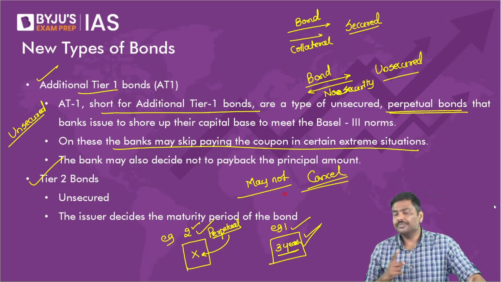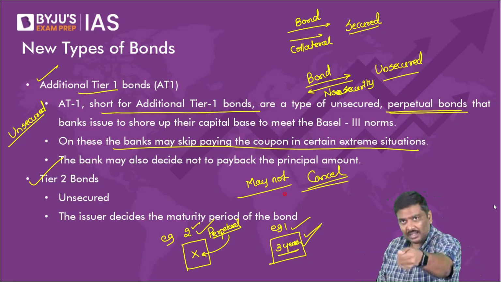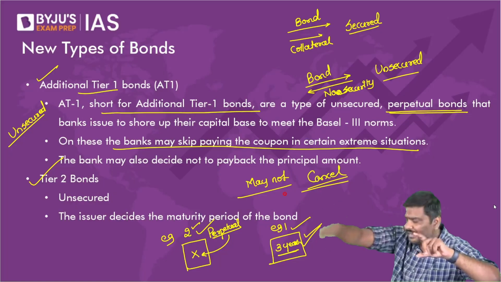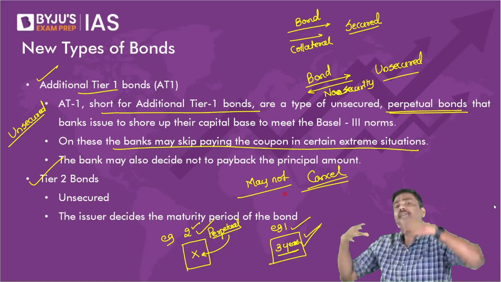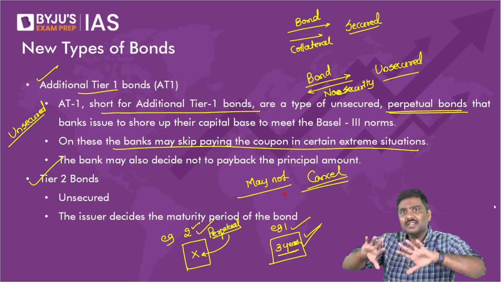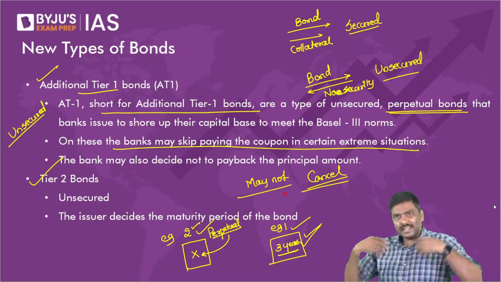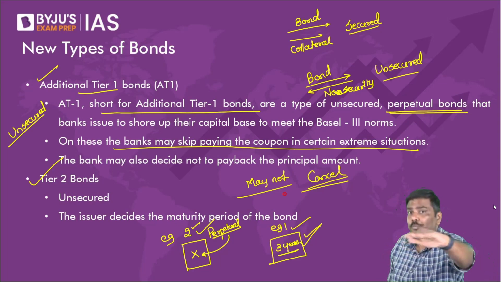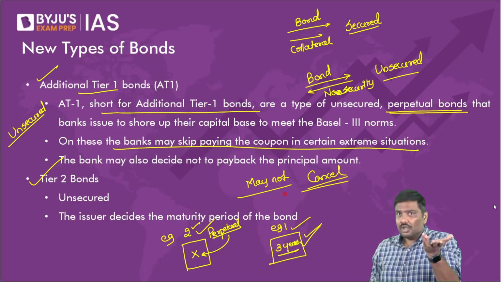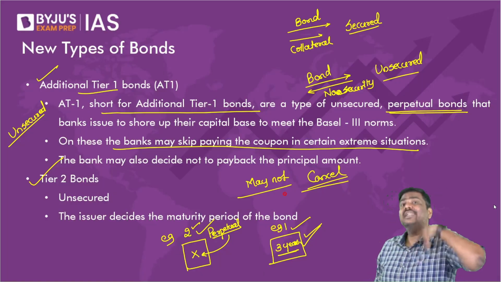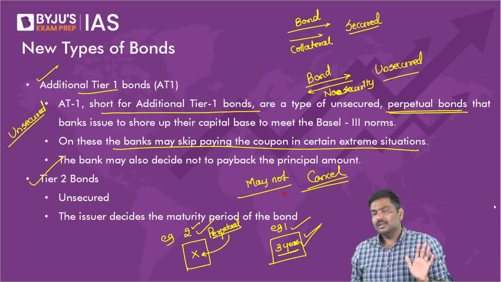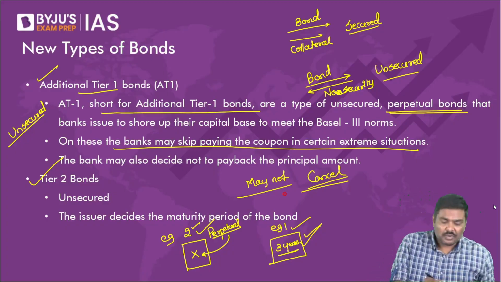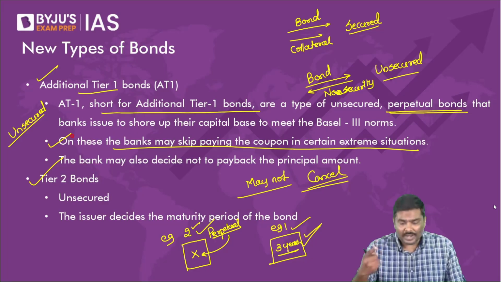I'll repeat it again. The bond issued by the bank says that in the future, not now, maybe after 1 year, 2 years, or 3 years, imagine the bank's finances are very weak and the bank is incurring losses. In such cases, I might not pay the coupon, that is the interest, to you, and I might not repay the principal. I will simply cancel the bond. So this is one more very important feature of additional tier 1 bonds.